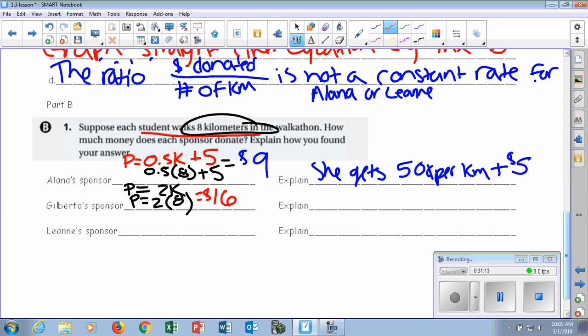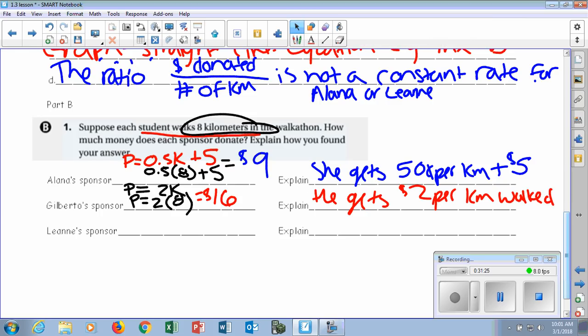And it says explain. Well, he gets $2 per kilometer walked. And we know that by using the equation that Ashley just told us. And lastly, let's do Leanne. Well, what's our equation for Leanne?